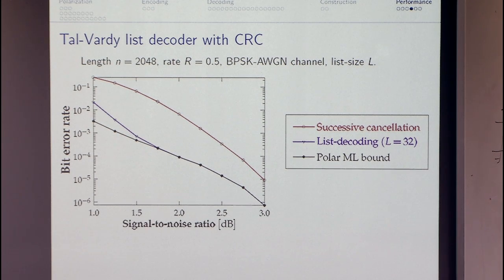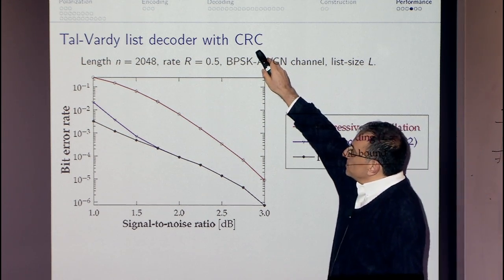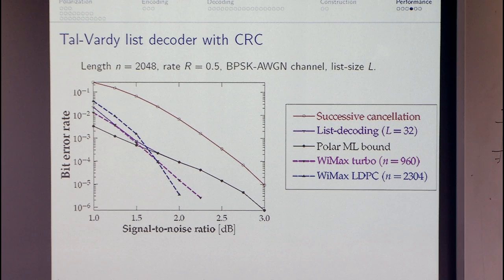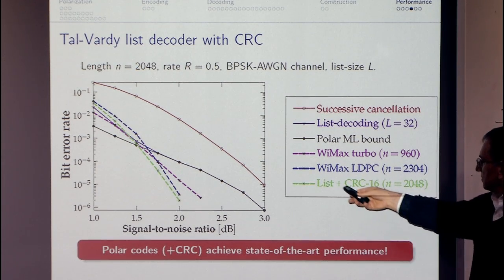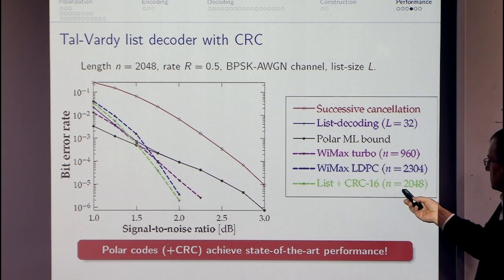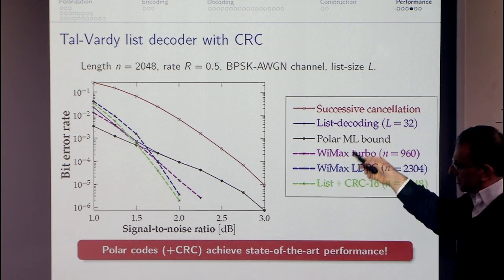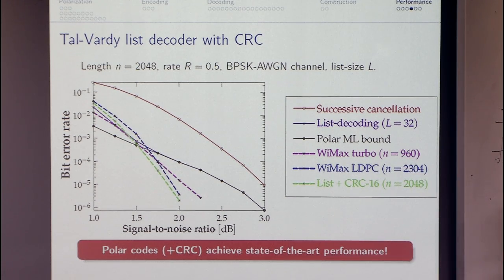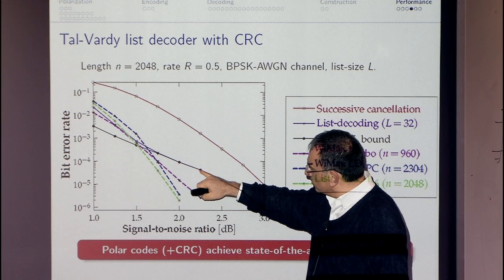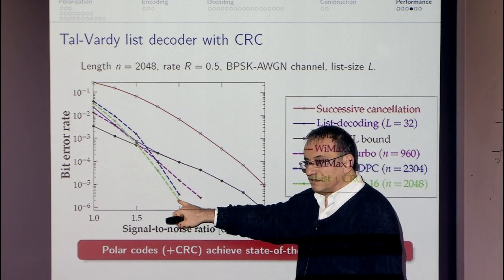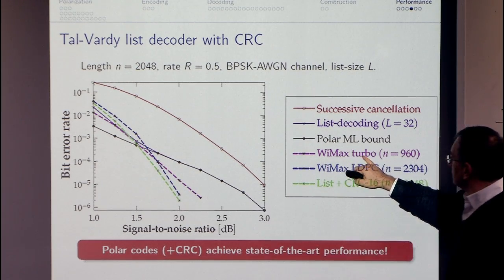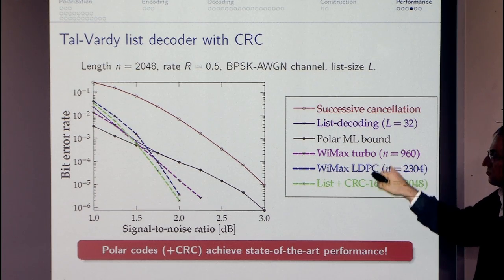Again, Tal and Vardy suggested using a CRC, a concatenation basically. The CRC is going to help improve the minimum distance. And when you improve the minimum distance, the list decoder with a 16-bit CRC achieves as good performance, if not better, than turbo codes and LDPC codes that are used in WiMAX. This one is the list decoder performance. This is list plus CRC 16 performance. And these are performances of turbo and LDPC codes that are used in WiMAX.